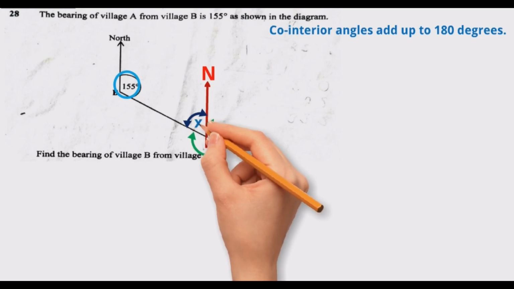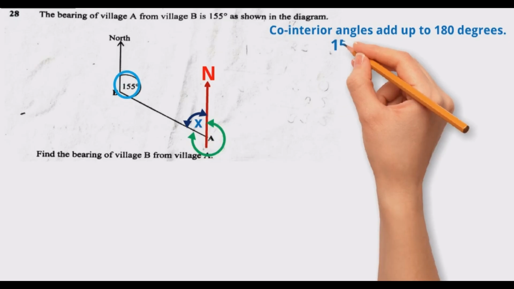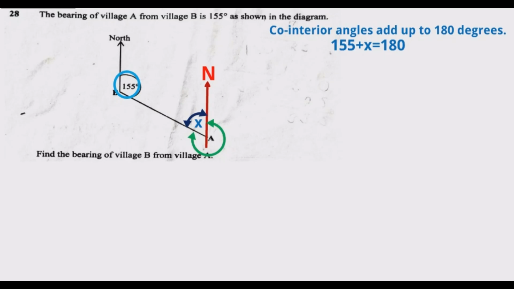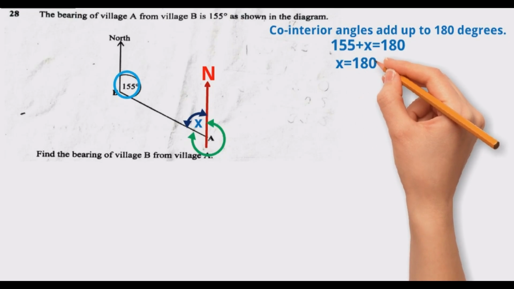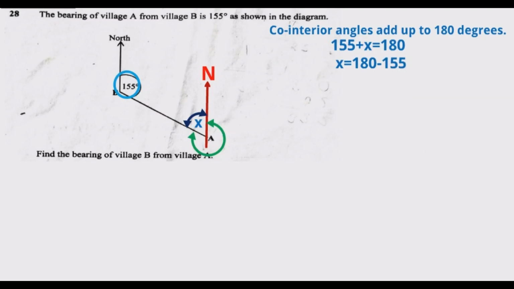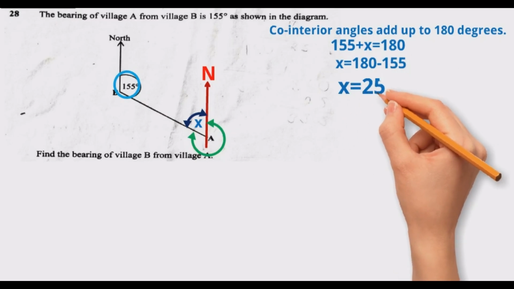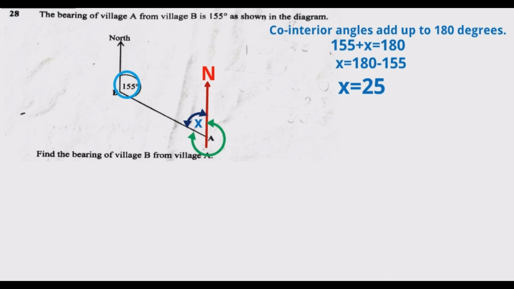Okay, so we say 155 degrees plus X is equal to 180 degrees. Then we find the value of X. We say X is equal to 180 degrees minus 155 degrees, which will give us 25 degrees. Now that we have found the value of X, I can remove X and put 25 degrees there.